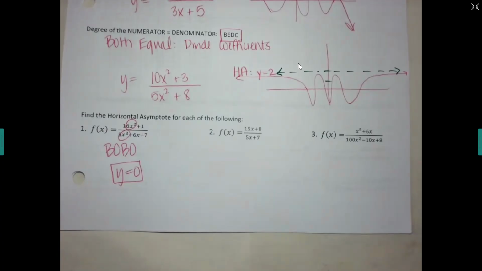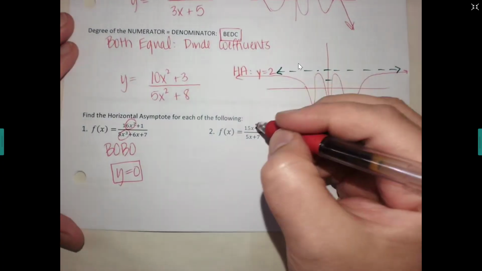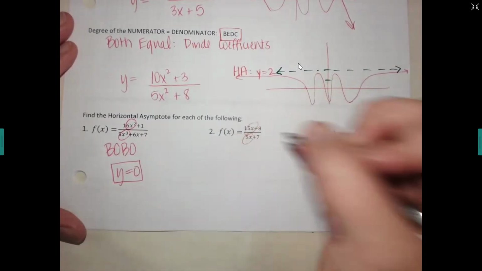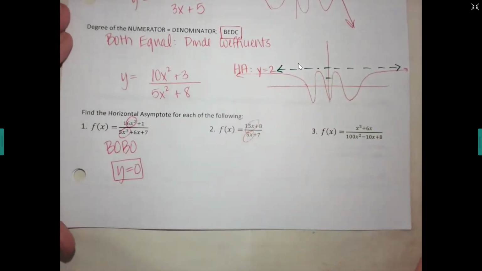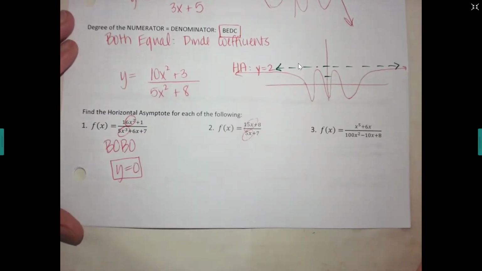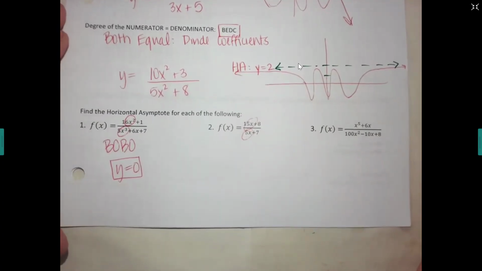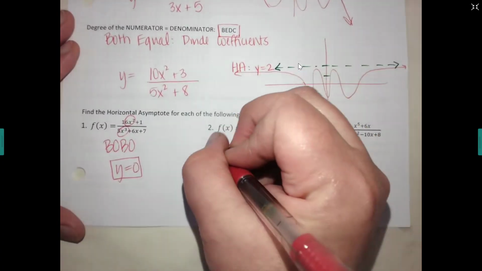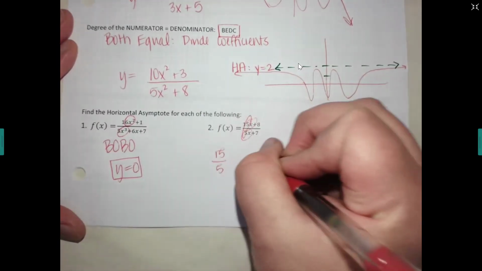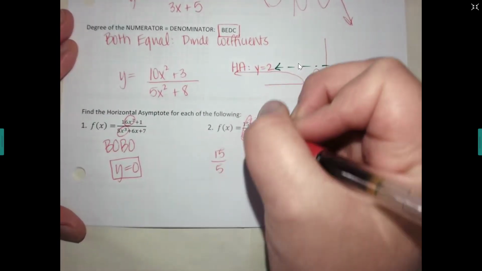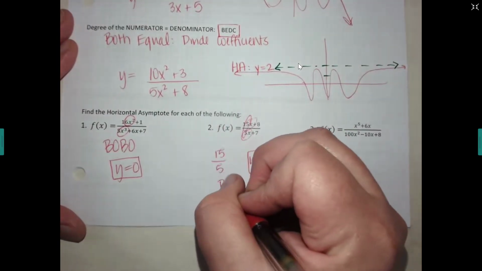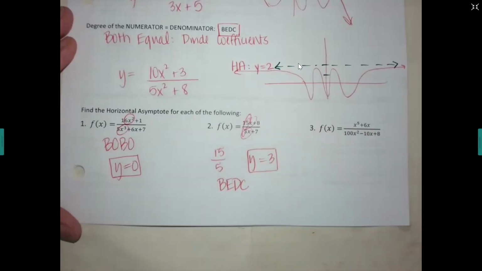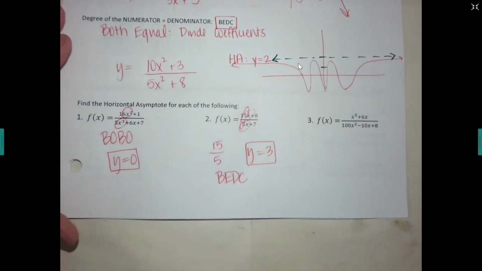Okay, number 2. Biggest power on top is a 15x versus a 5x. Are the x's, meaning the power on x, bigger on top, bigger on bottom, or are they the same power? Okay, that counts as the same. Then I divide the numbers in the front. So 15 divided by 5? 3. Would be 3. Okay, and then if you want to label that, that counts as a bed C. Okay, remember bed C is both equal, divide the coefficients.